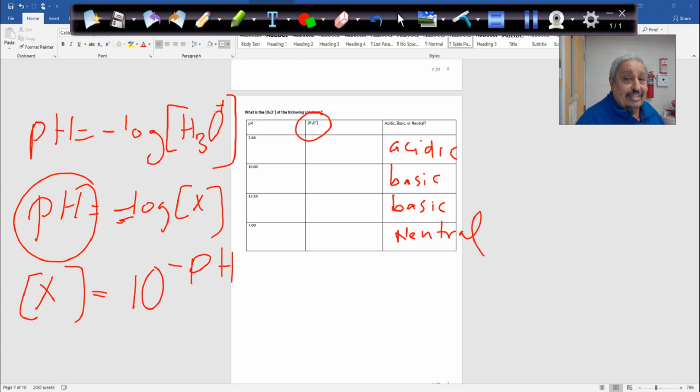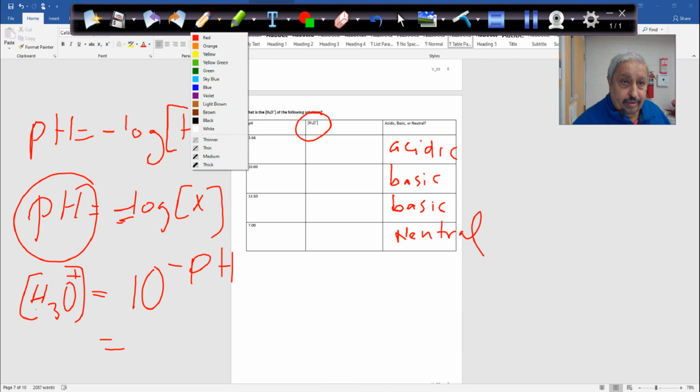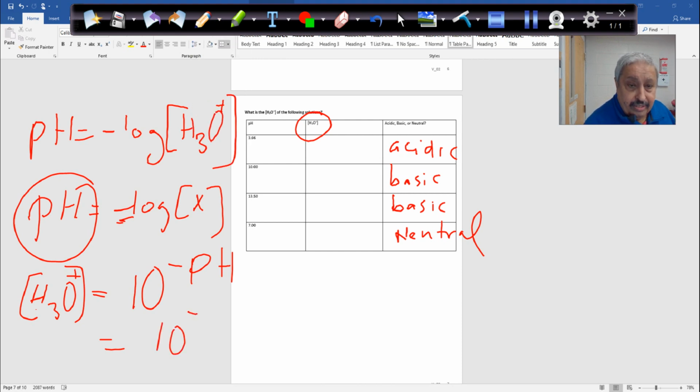Okay, so here it is. Our X will be our hydronium ion, H3O plus. So the first one here, I have 10 to the minus 3.66. What is the value here? What's the value? Somebody has it?